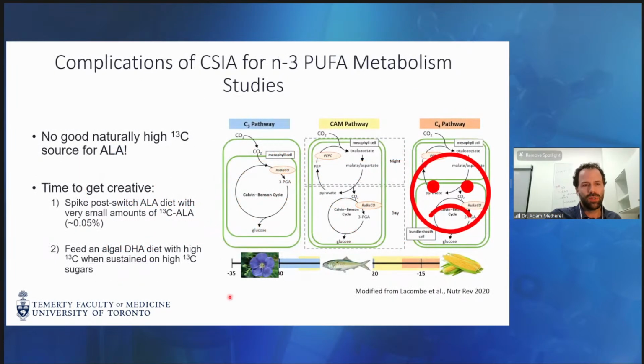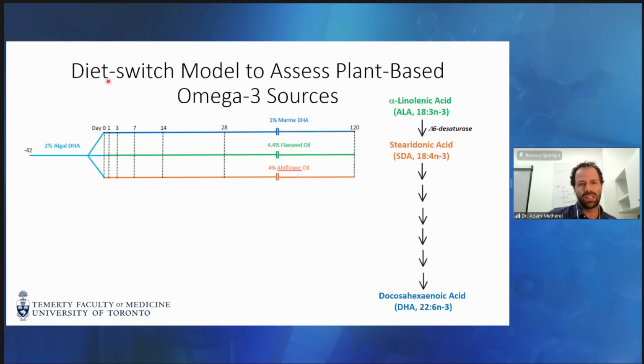So if I switch gears now and focus on a study where we fed algal DHA, and this is in collaboration with Nature Crops International. We wanted to use this diet switch model to assess plant-based omega-3 sources, particularly flaxseed oil and ahiflower oil. Ahiflower oil is really a very unique oil because about a third of its omega-3 PUFAs are actually in the form of stearidonic acid.